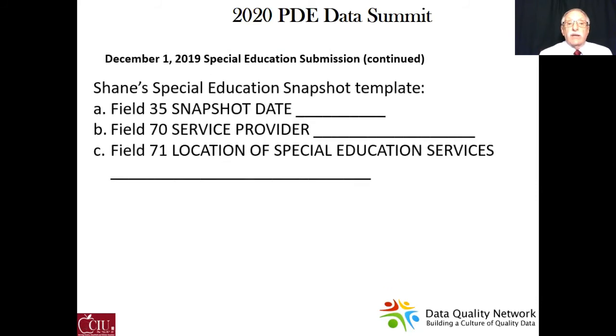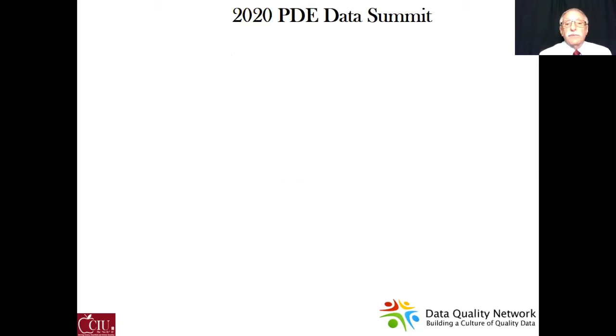So if we look at Shane's special ed snapshot template, same thing for snapshot date, right? December 1. Service provider, if we remember, IU8 is providing the service, so their AUN needs to appear there. And then the location is going to be the name of the facility, Adelphi Manor Secure.